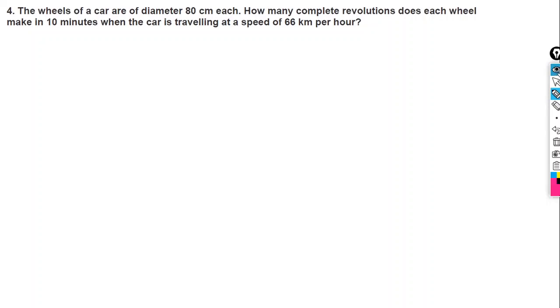So here we have, let's read it. The wheels of a car are of diameter 80 centimeter each. How many complete revolutions does each wheel make in 10 minutes, when the car is traveling at a speed of 66 km per hour? Very nice. So we'll find it.